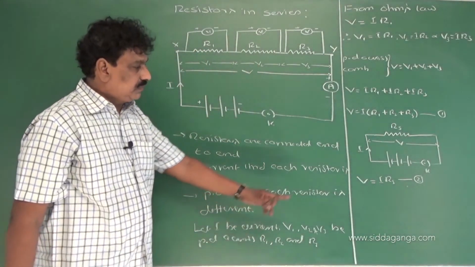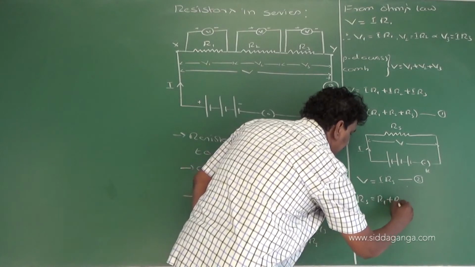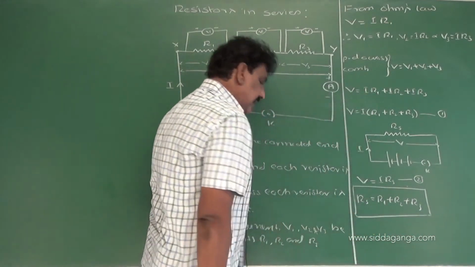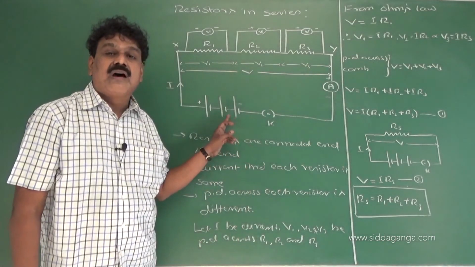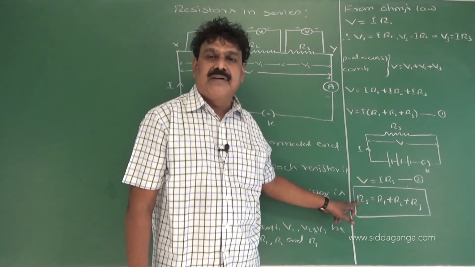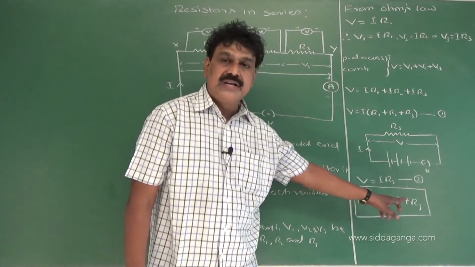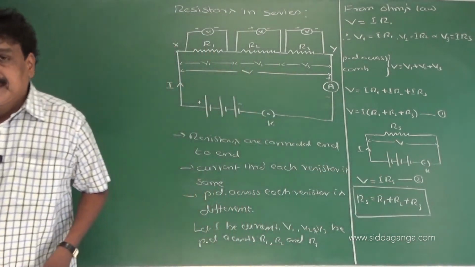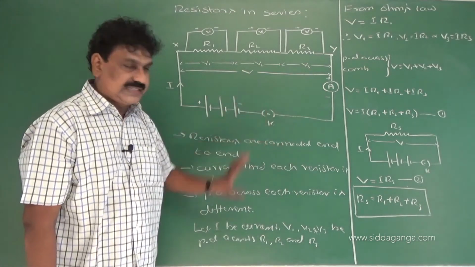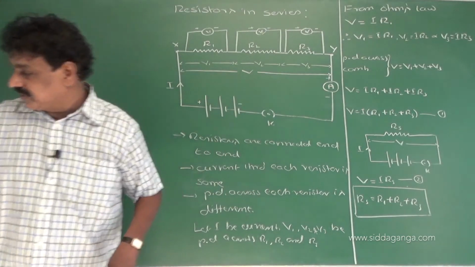Now, comparing equations 1 and 2, we have RS is equal to R1 plus R2 plus R3. This is the effective resistance of the combination of resistors in series. The effective or total resistance of a number of resistors connected in series is equal to the sum of the individual resistances. Now, in series combination of resistors, the total resistance of the combination increases. So this is how we can obtain the equivalent resistance or effective resistance of the combination.